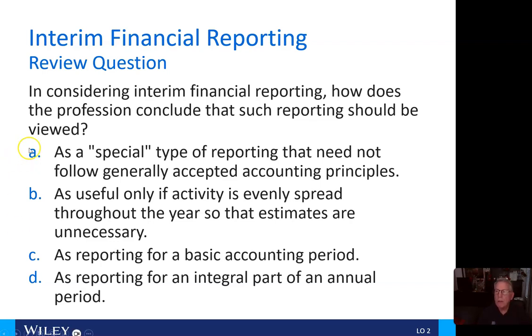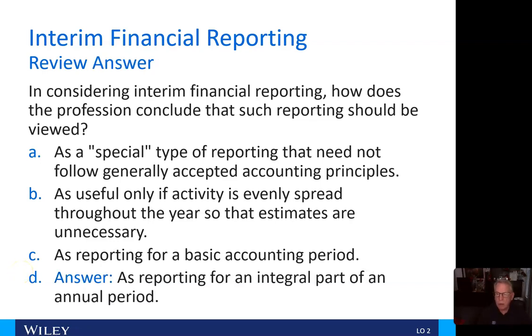Okay, so our review question then is, in considering interim financial reporting, how does the profession conclude that such reporting should be viewed? Alpha, as a special type of reporting that need not follow generally accepted accounting principles. Bravo, as useful only if the activity is evenly spread throughout the year so that estimates are unnecessary. Charlie, as reporting for a basic accounting period, and Delta, as reporting for an integral part of an annual period. And of course, the answer is as reporting for an integral part of an annual period.